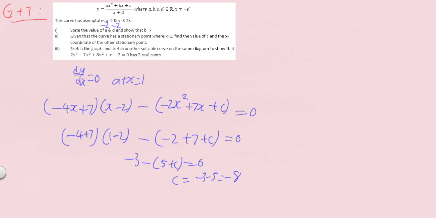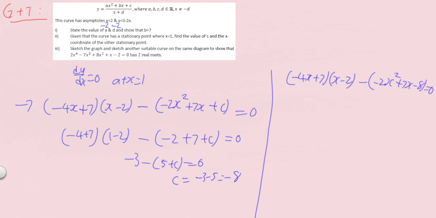Okay, so now we move on to find the other x coordinate, which means finding the coordinates of the other stationary point. So we go back to the original equation right here. Alright, so we have the value of c. So now the second part is to find the x coordinate of the other stationary point. So we go back to this. Now we have minus 4x plus 7, x minus 2, minus 2x squared plus 7x minus 8 equals 0.